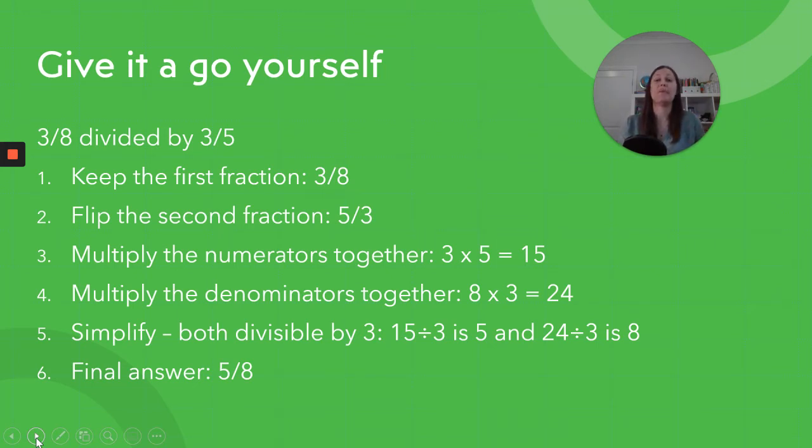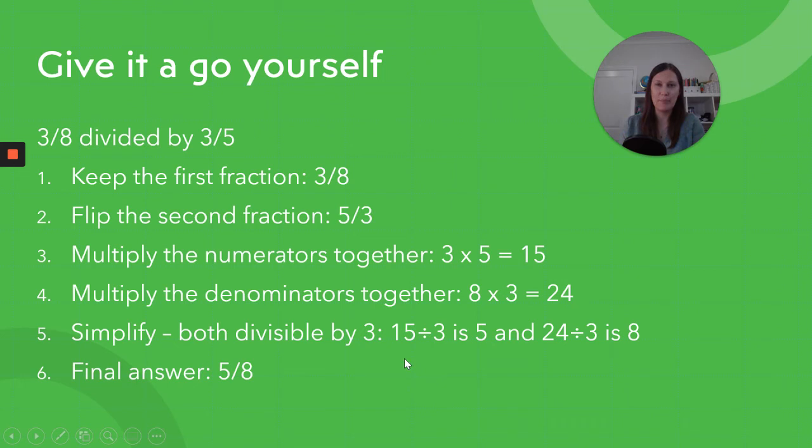Good. Now, did you remember to multiply the two numerators together? The first numerator, 3. The second numerator, 5. 3 times 5 will give me 15. My denominators, 8 and 3. 8 times 3 is 24.